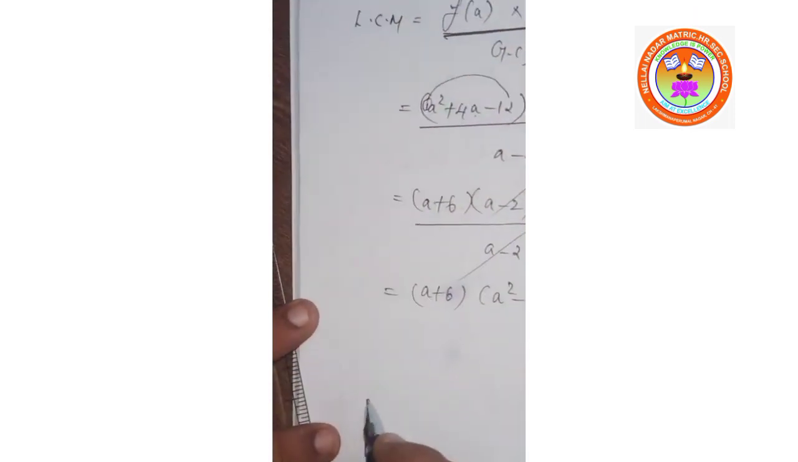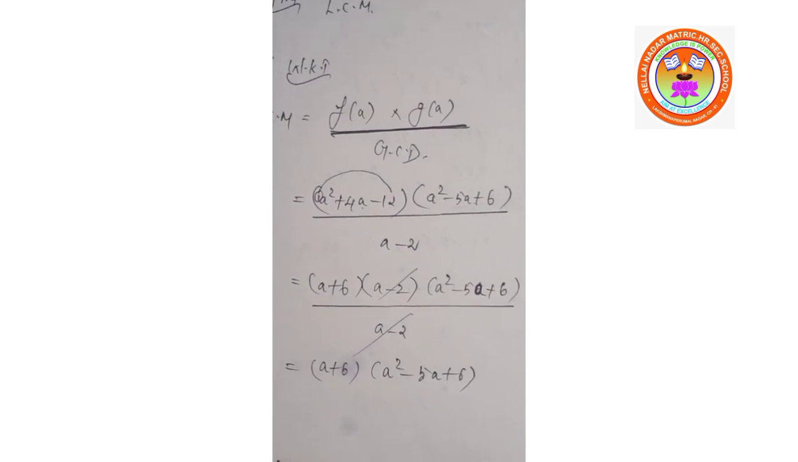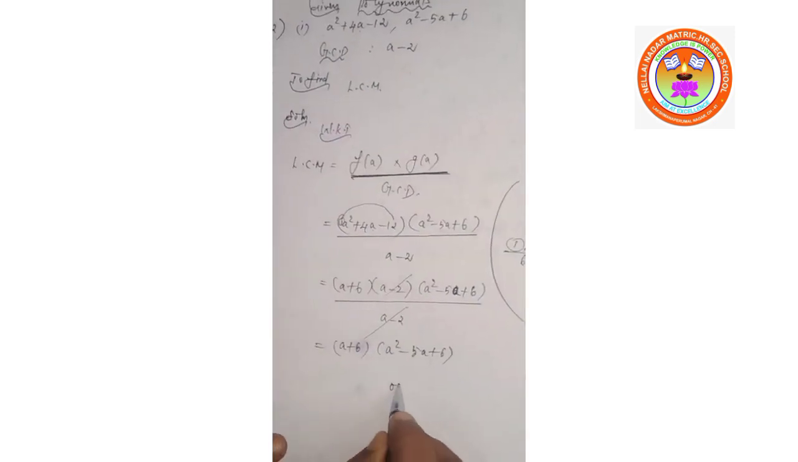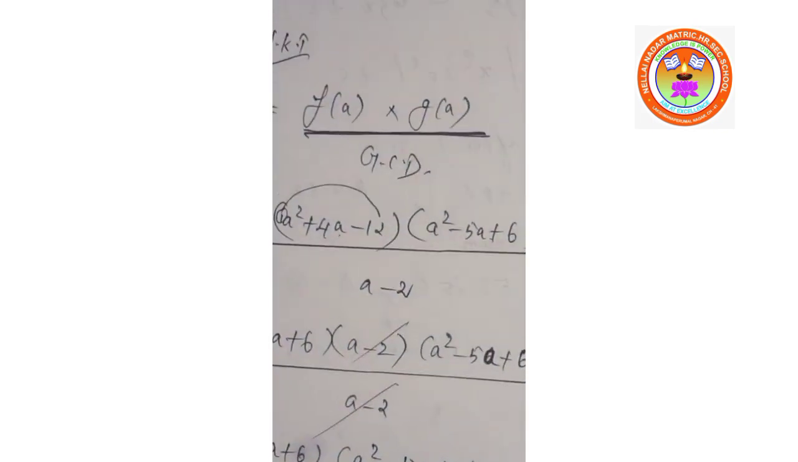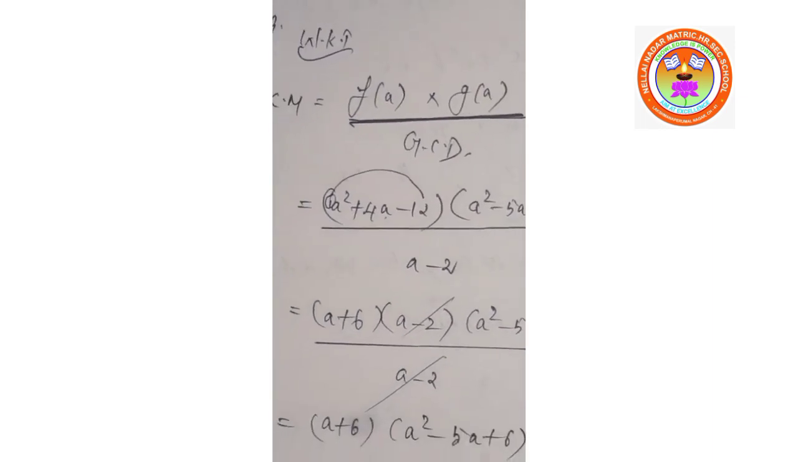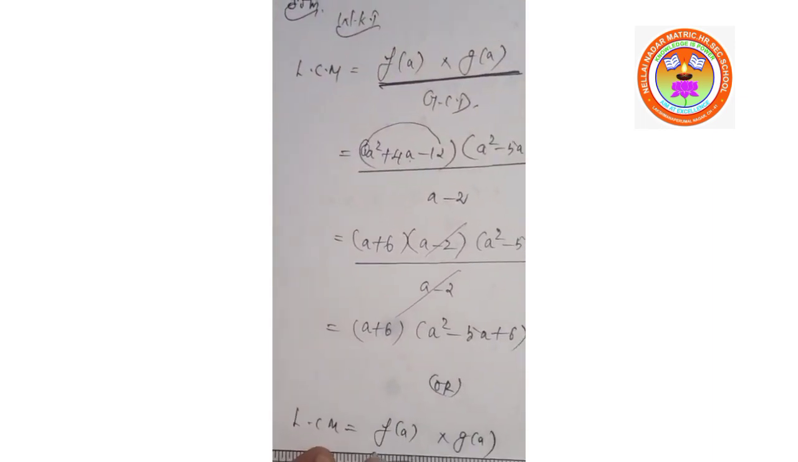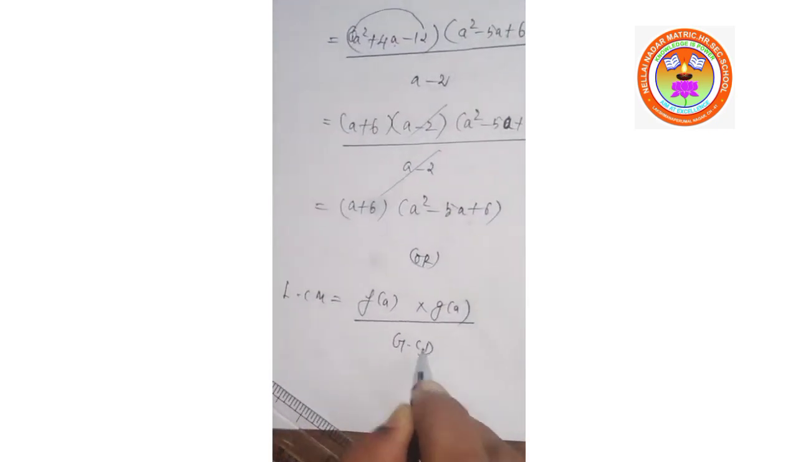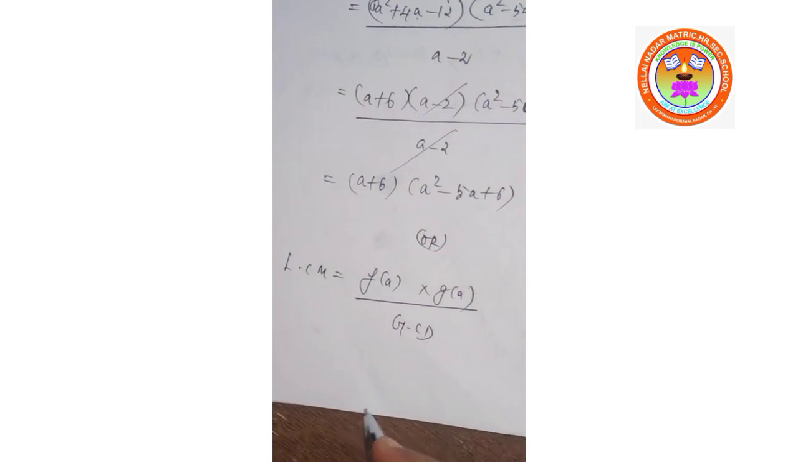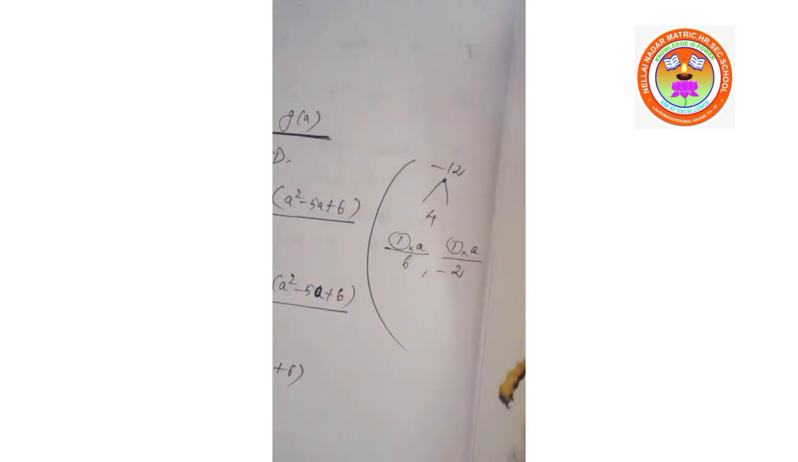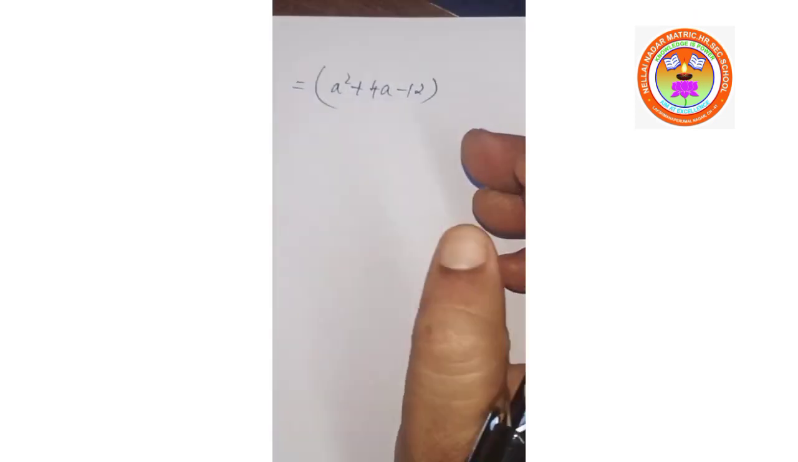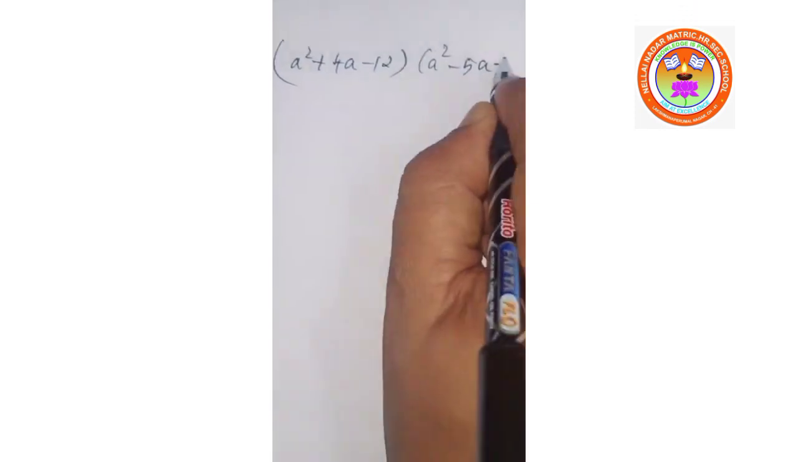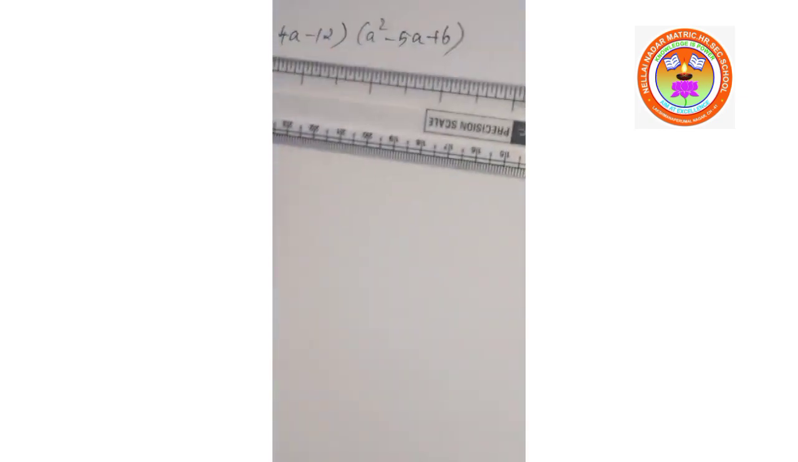Now, question number 2, subdivision 1 is over. I do one thing. Wait a bit. LCM equals, I do it in one more method, f of a into g of a divided by GCD. This is the first method, this one is the second method. I am writing f of a that is equal to a squared plus 4a minus 12 into g of a, that is (a squared minus 5a plus 6) divided by (a minus 2).